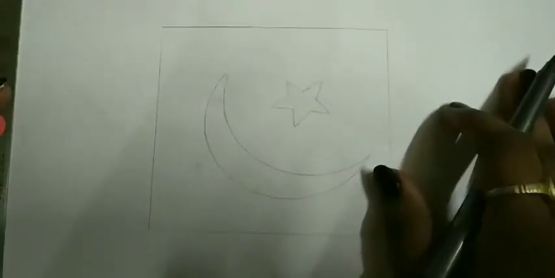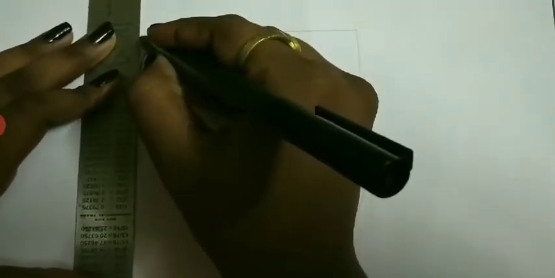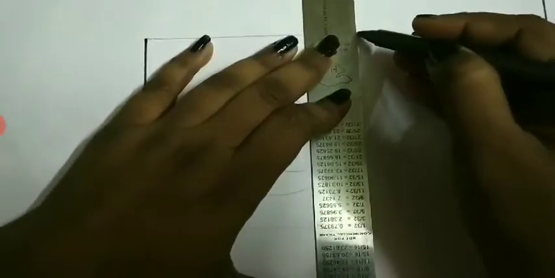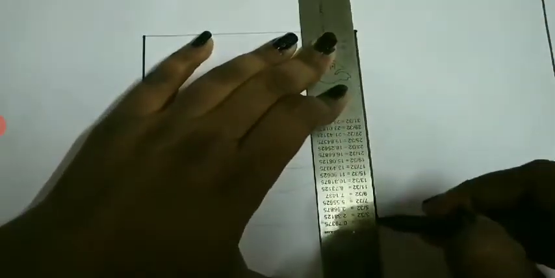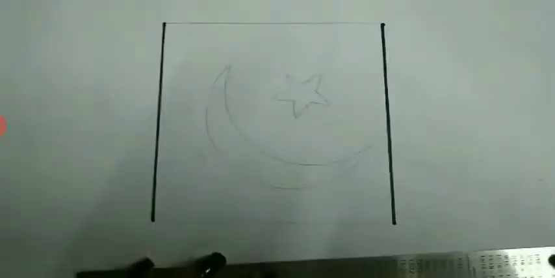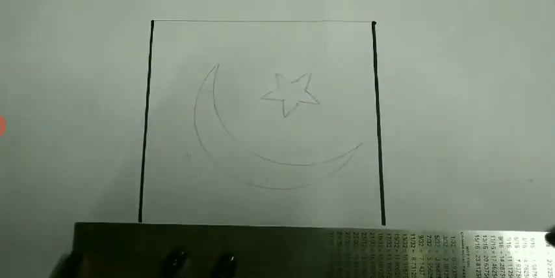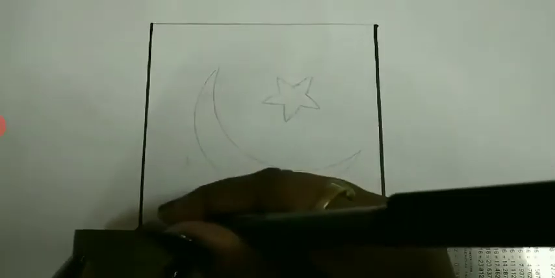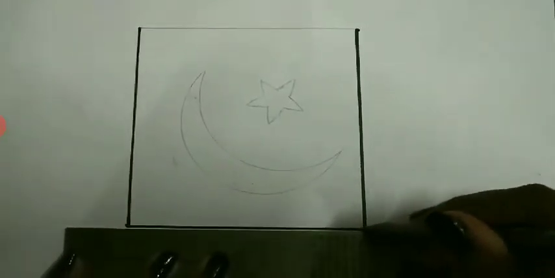Now you can see I have drawn with the pencil. Now I'll show you how I drew. First, draw a standing line, then again a standing line, sleeping line, sleeping line. This way you make a square.